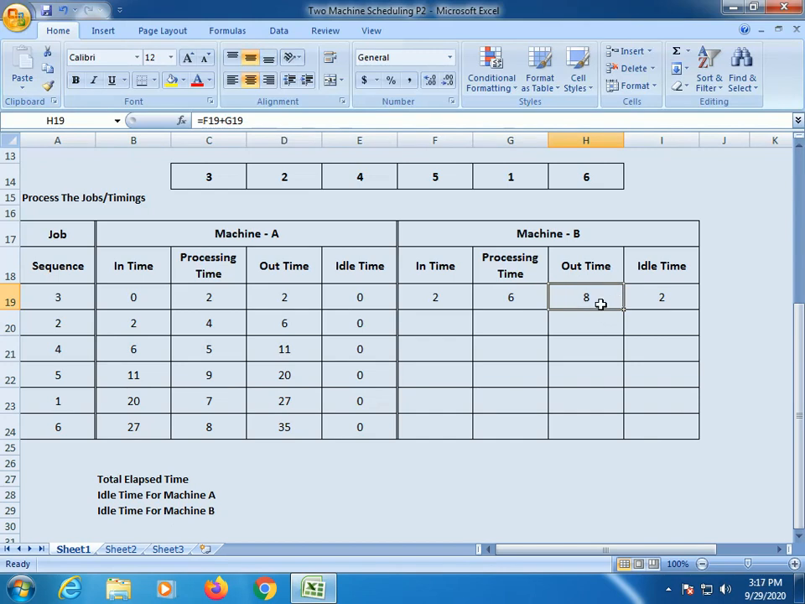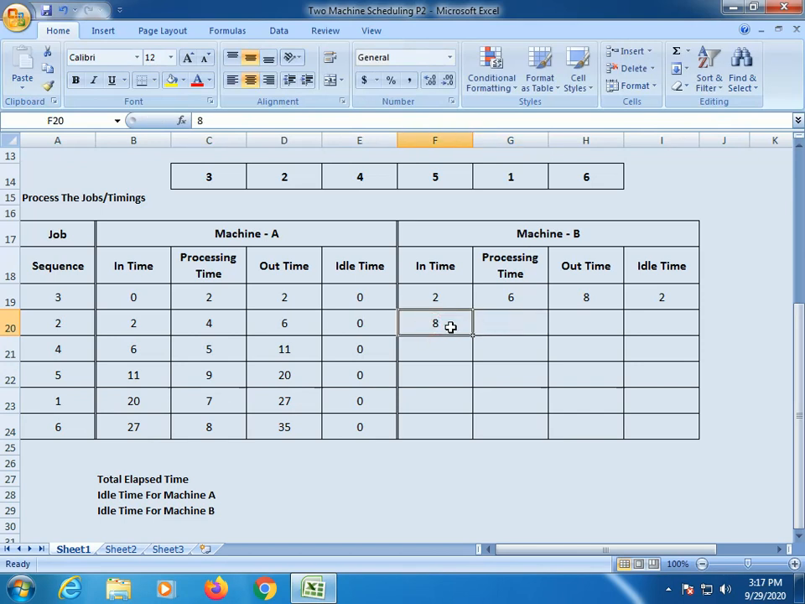At the 8th hour we have completed job 3. Next, at the 8th hour the machine is free. Which machine is free? The B machine is free to perform the next job. So here at the 8th hour it is ready to perform.